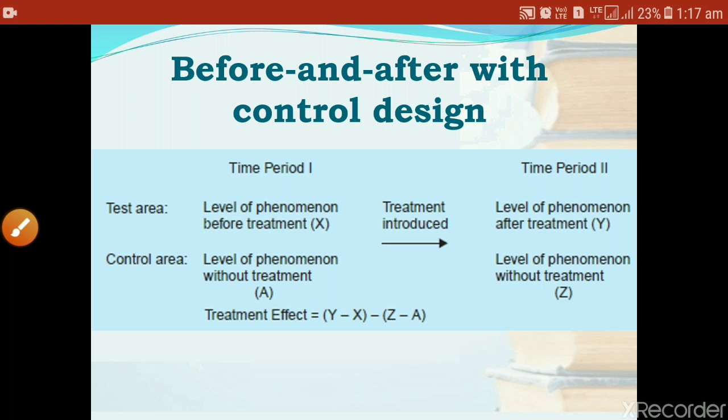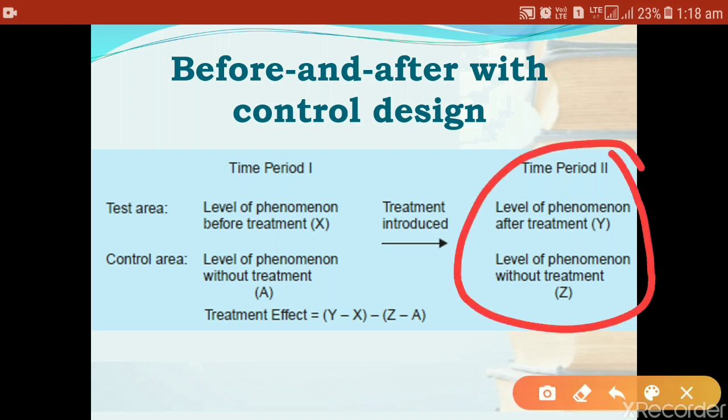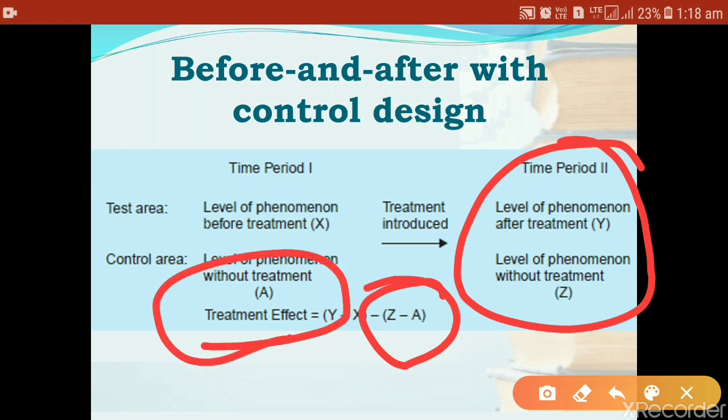So here we have two samples before treatment. In one sample we have put the treatment and then we have checked its value, and the second sample is left like this for the same time period, and then we have checked the level of phenomena without treatment. So here, at the same time period, we see the difference in these two, and the without-treatment effect is also subtracted to get the net effect of the treatment without the extraneous variable of time.